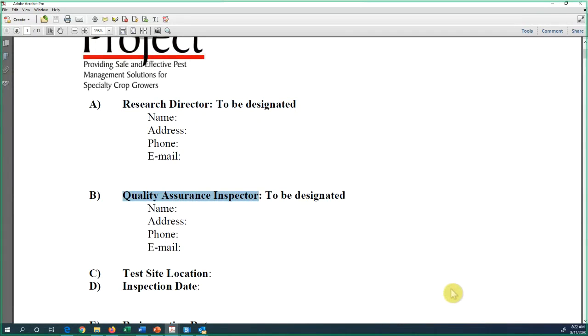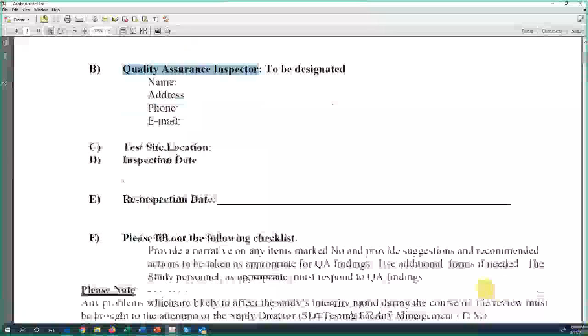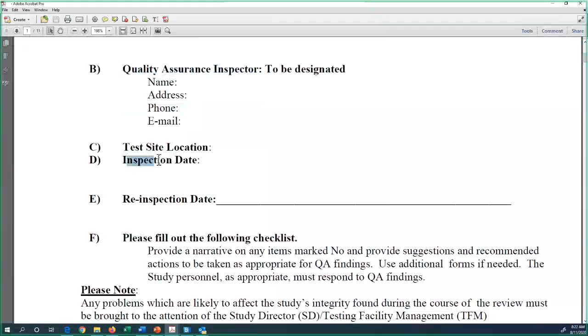We have the QA who is doing the inspection there, and of course you always have the date, and sometimes you have to sign here if you are the QA. And if you need to do a reinspection because there are some issues that need to be resolved, you put a date there. So you expect that.